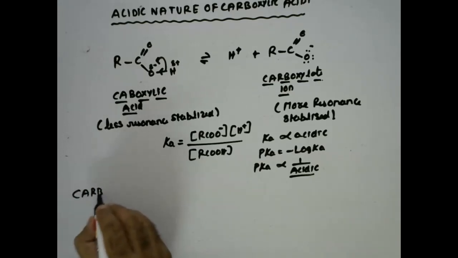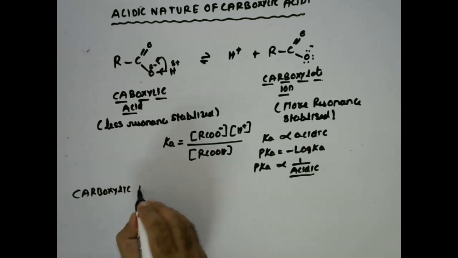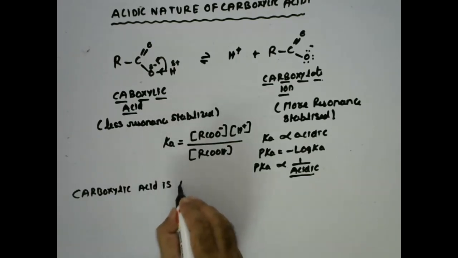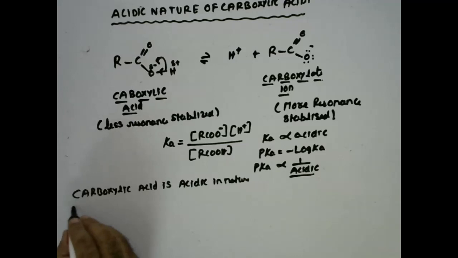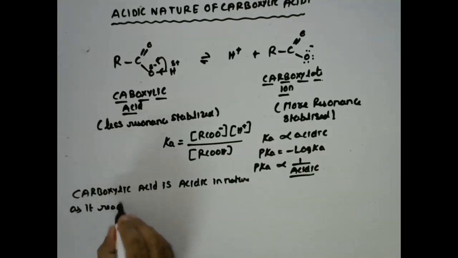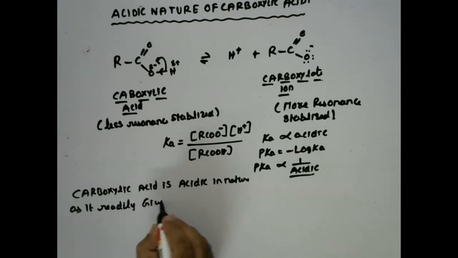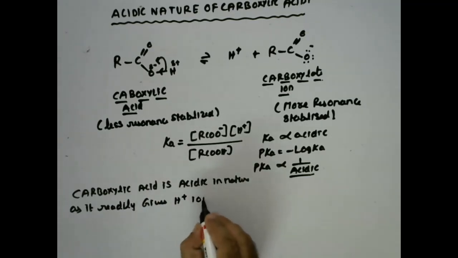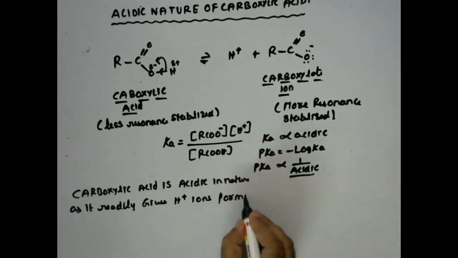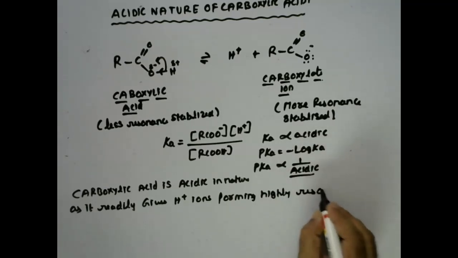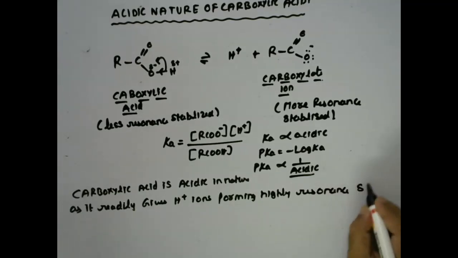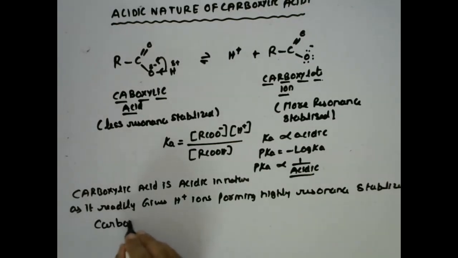So we just write down that carboxylic acid is acidic in nature as it readily gives out H plus ions, forming a highly resonance stabilized carboxylate ion. We are going to prove within a few seconds why the carboxylate ion is more stable as compared to the carboxylic acid.